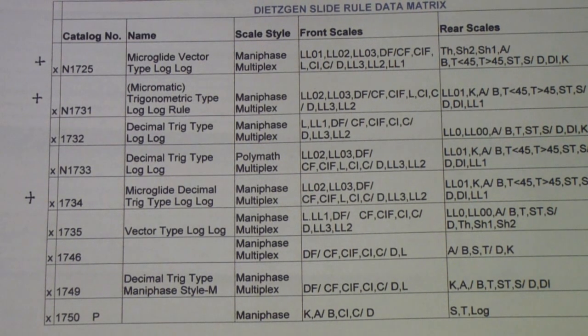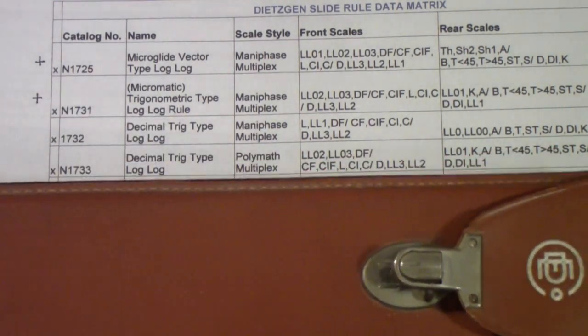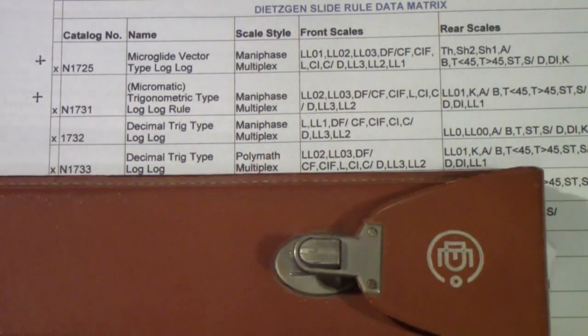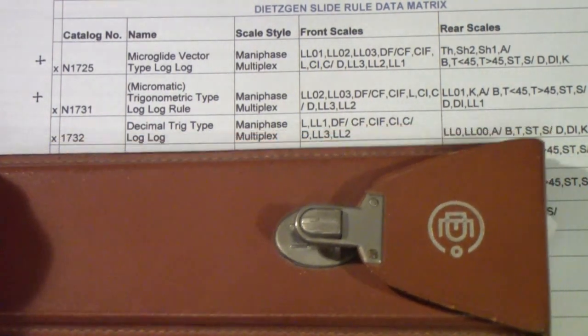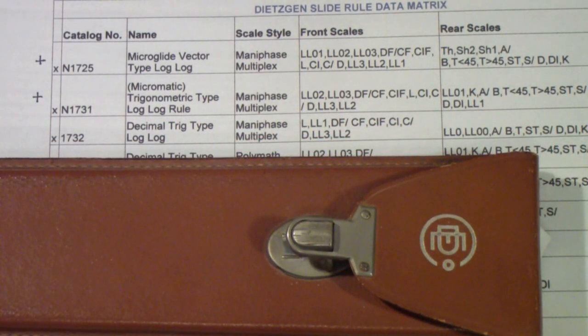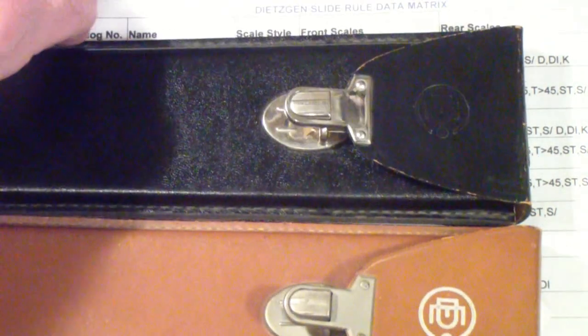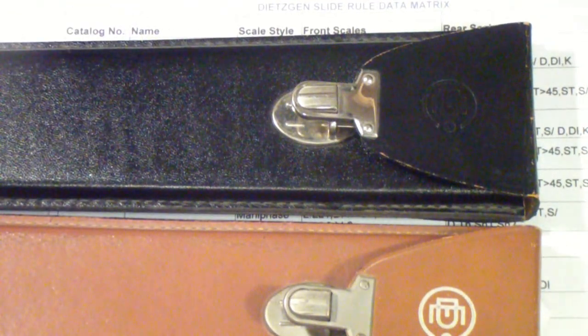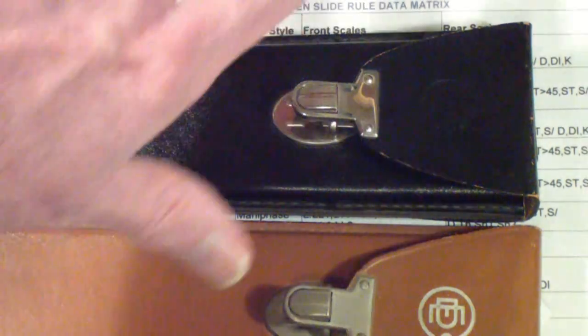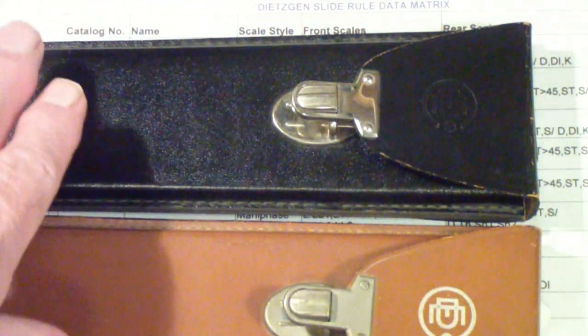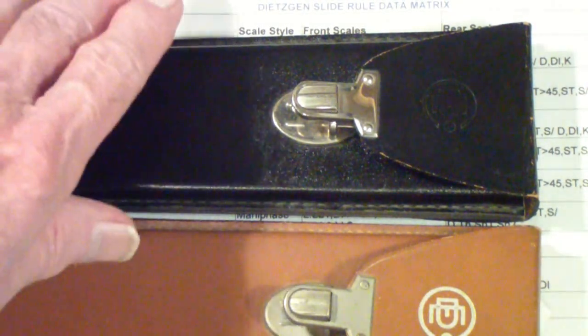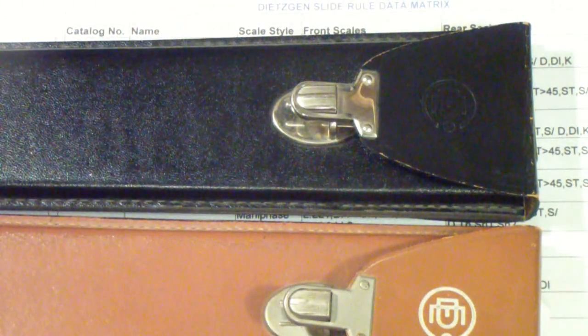Next, Dietzgen supplied cases. This is the one that the 1725, my first and favorite, came in. They also made a black case, very similar to it, and also a few other styles. In general, by the 60s, all Dietzgen slide rules were being supplied in these kinds of cases, as far as I know.